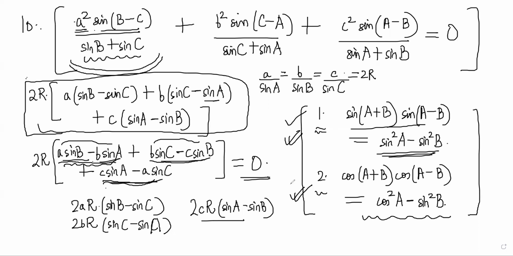You have to know these identities. Yes, you have to write these down. This is important. That's why I'm showing you. The other methods will be longer.